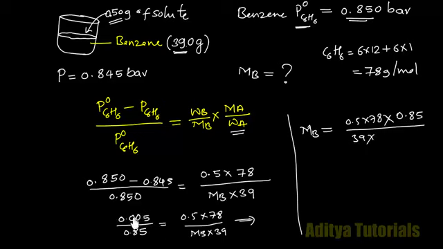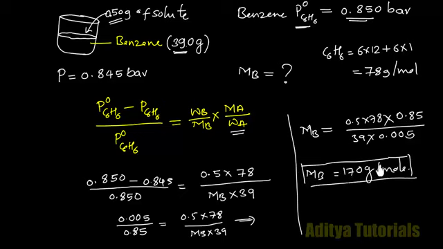Here it is a numerator, but on the other side it becomes the denominator, that is 0.005, and later we get here 170 grams per mole. So this is the molecular mass of the solute. Hope you understood this problem. So we'll see one more problem to clear the concept.